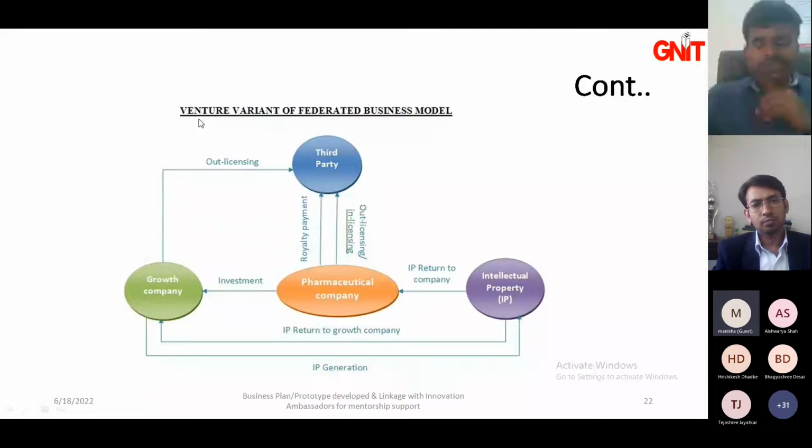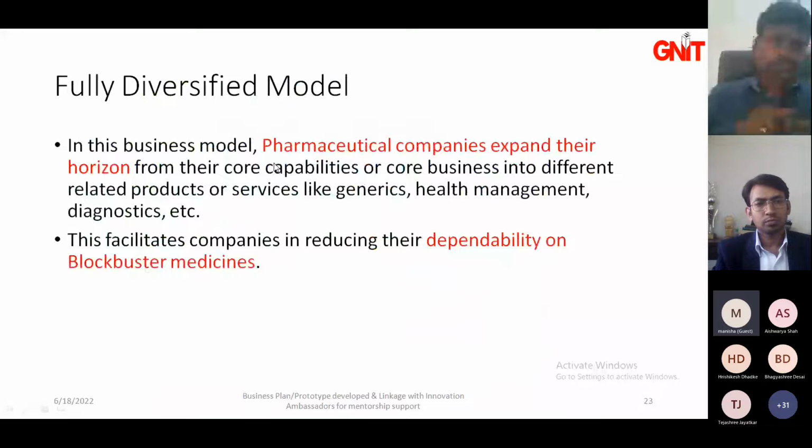The fully diversified model, as I already told, is a fully parental model; you have to make everything yourself. So pharmaceutical companies expand their horizon, reducing dependability on blockbuster medicines. This is only one model. Whatever they have of their own, they can do, but they can't join with any other. So these are some of the emerging business models.